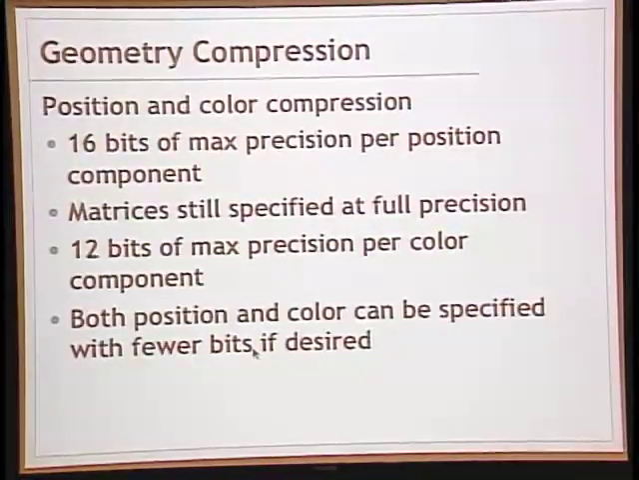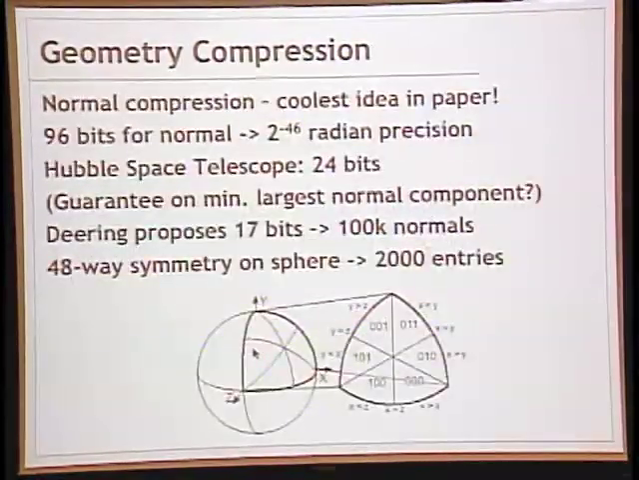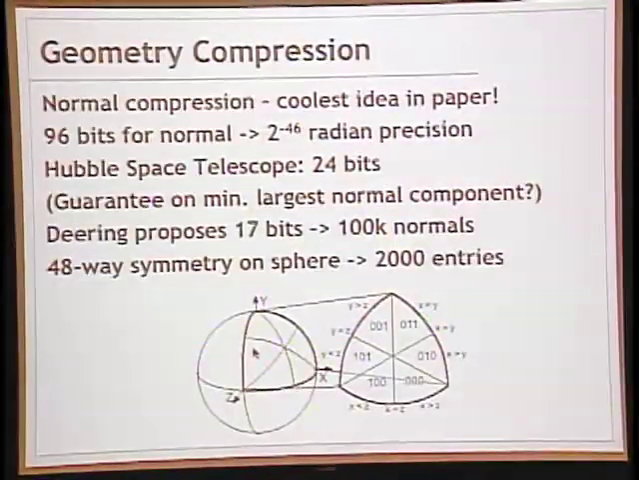This was kind of the cool one here, normal compression. Okay, so he said, all right, we have three floating point numbers that tell us what our normal is. That means we have 96 bits for the normal, and basically that means that we have precision to an enormously small angle. We have way more precision than we need. All the Hubble Space Telescope needs is 24 bits of precision to go anywhere in the galaxy or universe, whereas here we're using 96 bits. So we don't need all those bits.